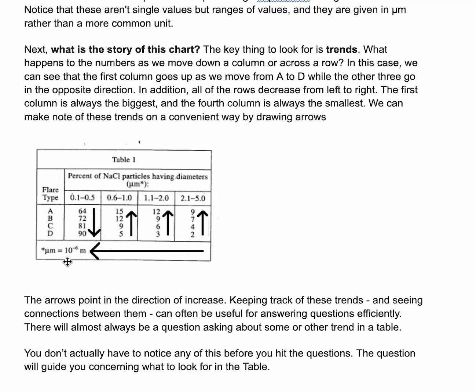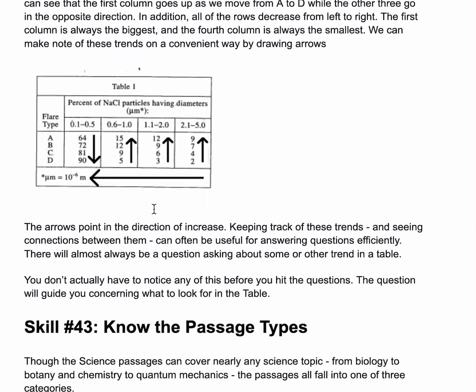It's also good to notice, okay, they actually tell you how big a micrometer is. It's 10 to the negative 6 meters. So 1/1,000,000th of a meter. Wow, small. But that's the kinds of things that you want to notice in a table. Trends, trends, trends, and units, and what they're talking about, percentages, okay?